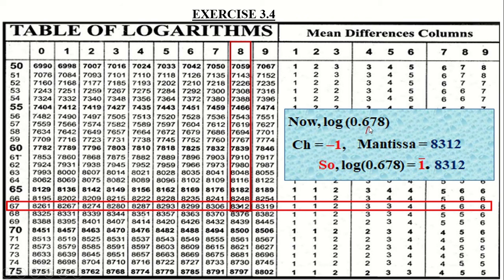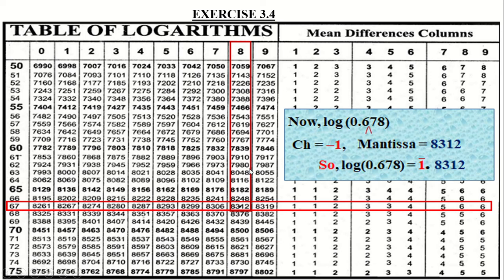Consider first log of first quantity, that is 0.678. Reference position is placed after first non-zero digit. This is reference position. Decimal point is one digit before it, so it is -1. Characteristics is -1 as decimal point is placed one digit before reference position.